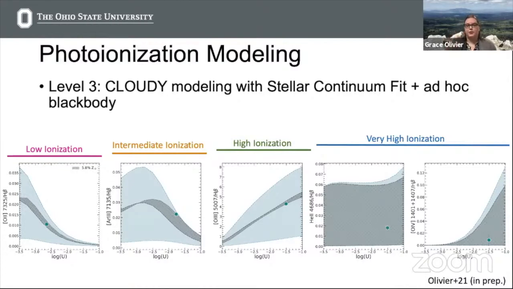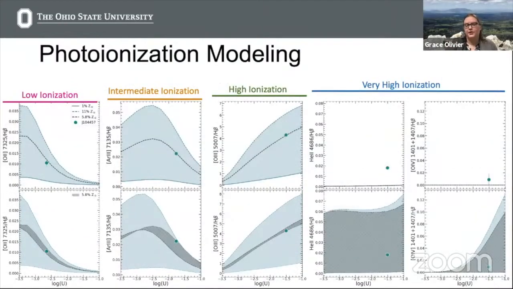So this problem of reproducing the very highest ionization lines is now something that we have created a black body to fix. And again, just to show you, the top panels here just show you the model including only stars. And now we're able to reproduce the highest ionization lines with an additional black body.